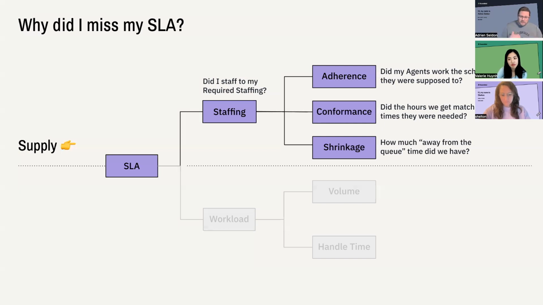And then shrinkage, all of these tie together. Shrinkage is how much away from the queue time did we have? You could have great adherence, but if your shrinkage was 50, 60, 75% because everybody had a nice barbecue going on, or the ice cream truck came by and everybody got off the phones to go do that, well, everybody was there working what they were supposed to, but we didn't have enough people scheduled. So that's how we break it down into the staffing side here.